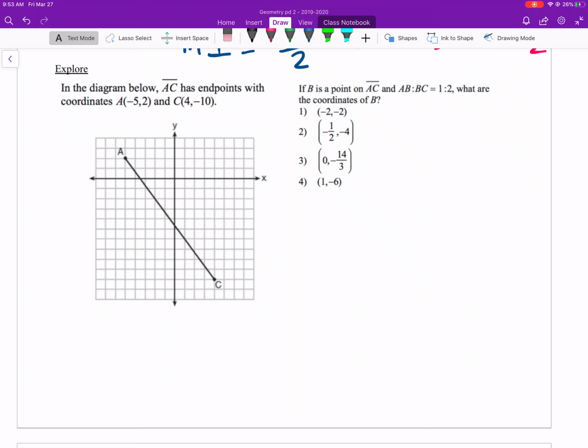So B is somewhere on this line. It could be here, it could be here, somewhere on the line. It has to split the segment into a 1 to 2 ratio.